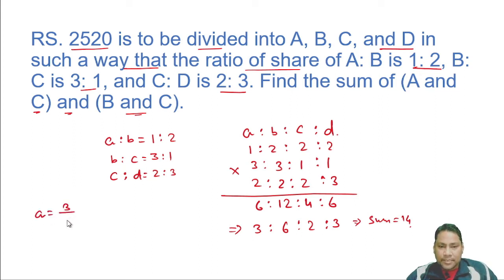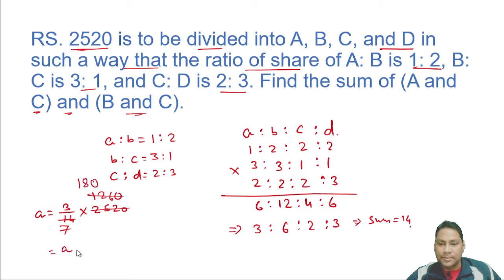Now the value of A will become 3 divided by the sum, that is 14, multiplied by the whole amount, that is 2520. Now we will cut it by 2, that becomes 7. This will become 1, 2, remaining 1, 12, 6 and 0. Now by 7, 7 1 is 7, 56, 7 8 is 56 and 0, 180. The value of A is 3 multiplied by 180, that is 540 rupees.